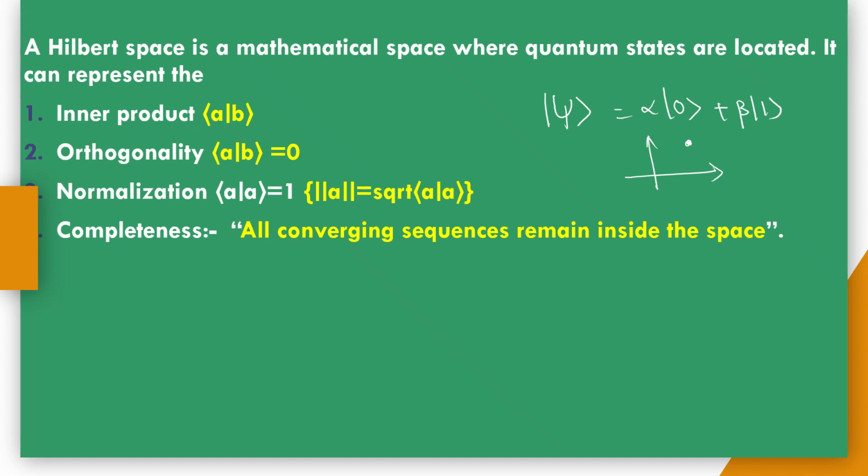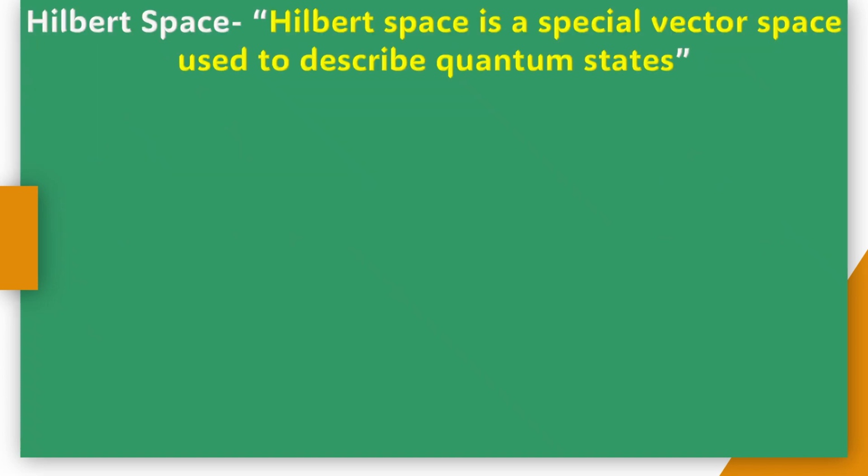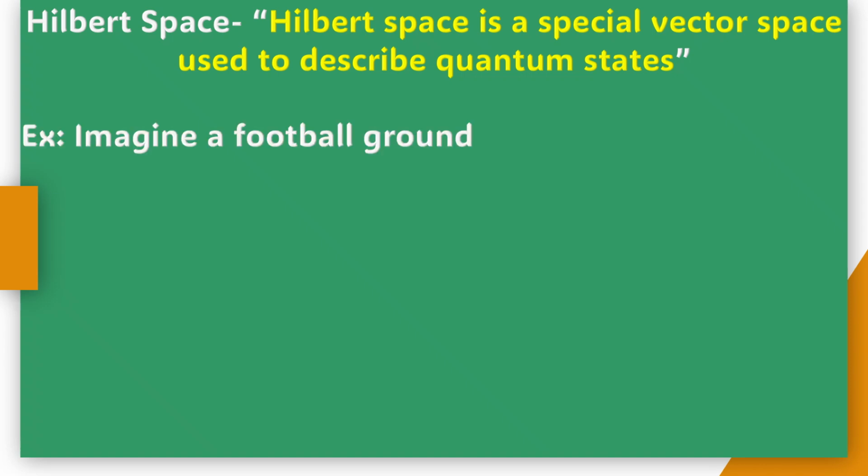So Hilbert space is simply a vector space, and in addition it follows conditions that are not possible in a general vector space. Inner product is not possible in a plain vector space; orthogonality, normalization, and completeness are additional features. That's what a Hilbert space is: a vector space plus inner product plus orthogonality and completeness.